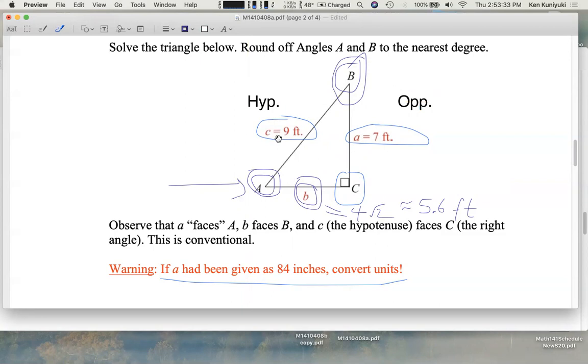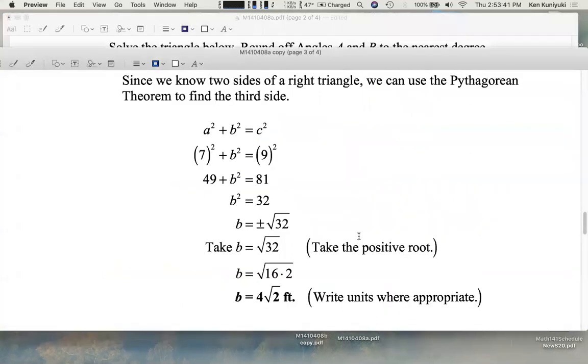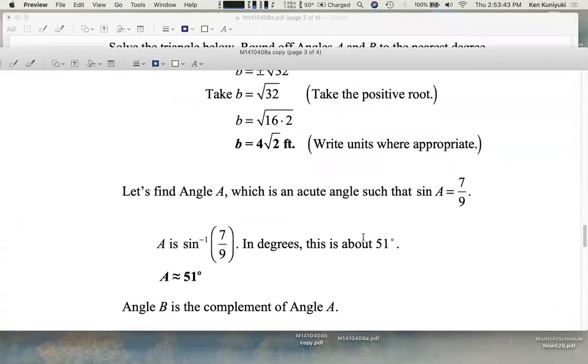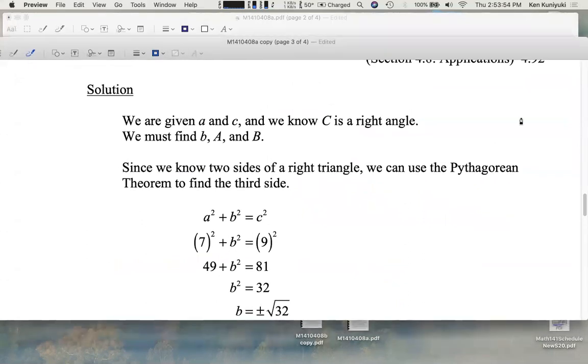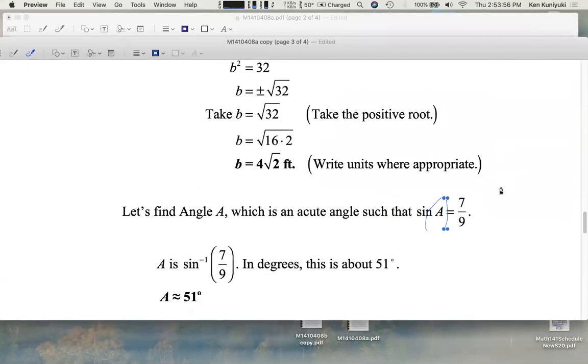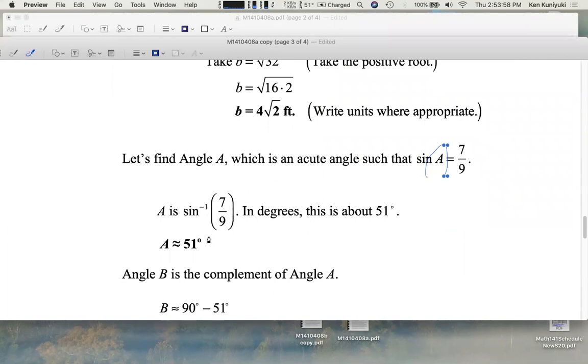That sounds like the sine function. Sine of A equals opposite over hypotenuse, 7 feet over 9 feet, or just 7/9. Sine of A equals 7/9, and I know that A has to be an acute angle. So A itself has to be the inverse sine of 7/9.